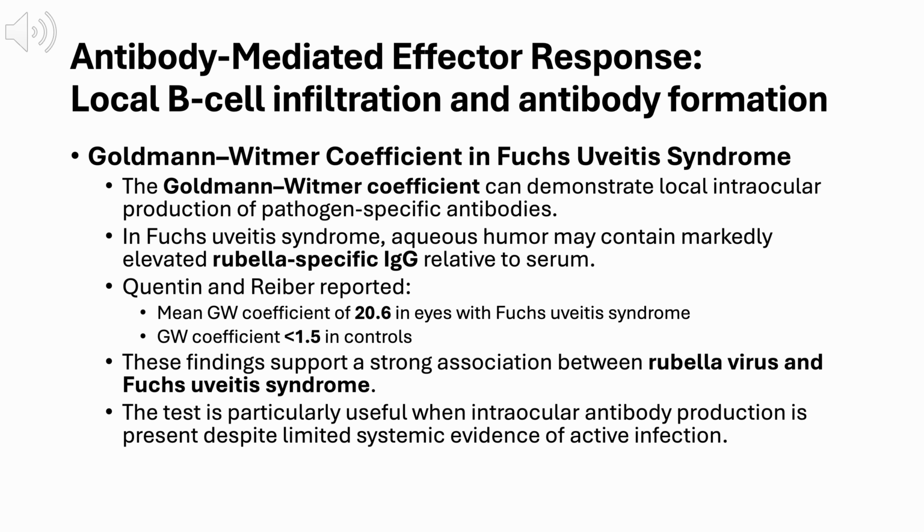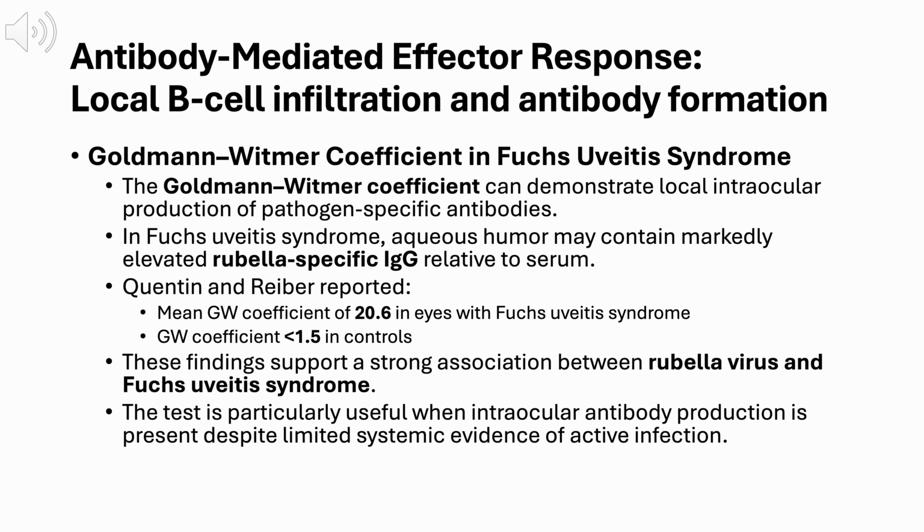Let's put local antibody production to work diagnostically. The Goldmann-Witmer coefficient is a tool for demonstrating intraocular production of pathogen-specific antibody. Conceptually, it compares the proportion of pathogen-specific antibody in the aqueous humor against that in serum. A high ratio means the antibody is being made inside the eye rather than merely leaking in. The classic application is Fuchs' uveitis syndrome. In affected eyes, the aqueous humor can contain markedly elevated rubella-specific IgG relative to serum.